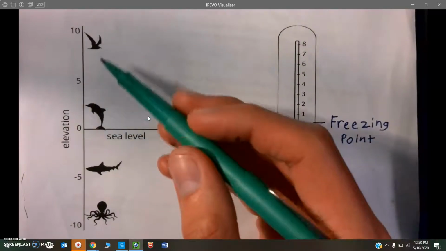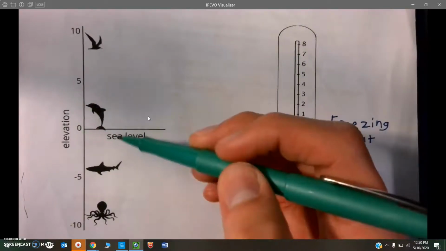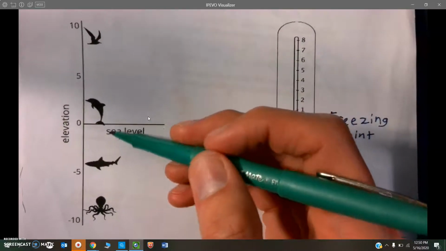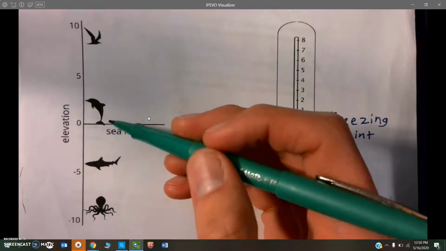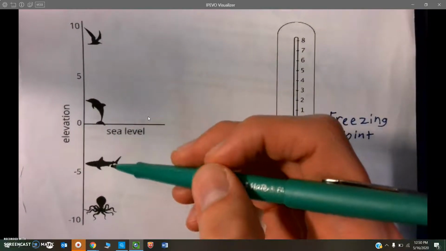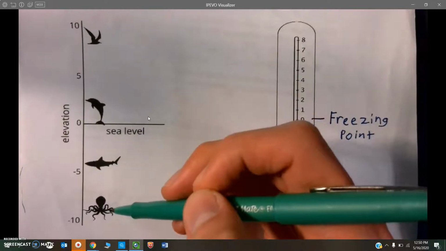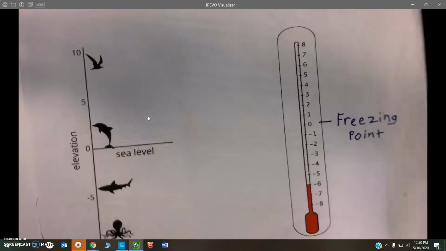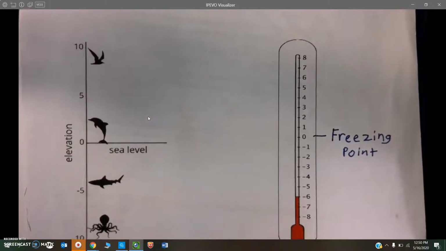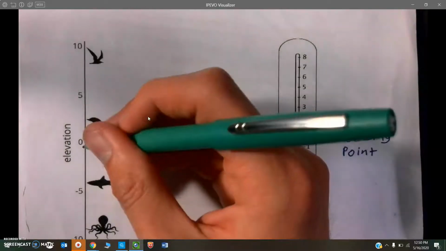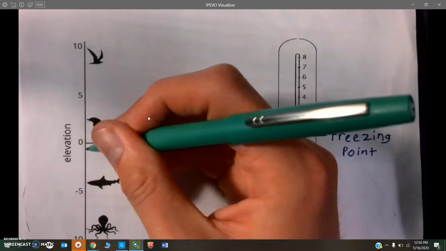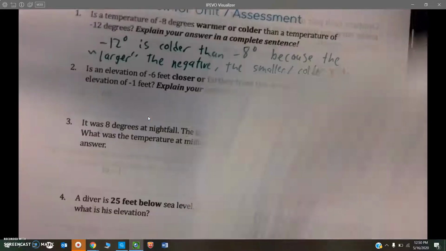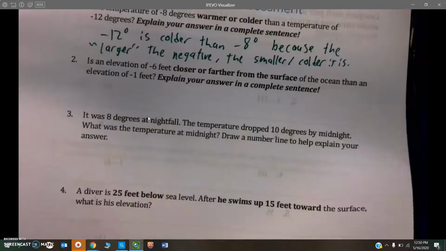If you start to go up in the air, or if you were to climb a hill, your elevation would begin to count up. And if you decided to swim below the surface, you would start going into the negatives. So the shark is 5 meters below the surface, and then the octopus is even deeper at -10 meters below the surface. So now which one is closer, -1 or -6? Well, -1 would be right here, just 1 foot below the surface, and -6 would be down here. So -1 is closer to the surface.